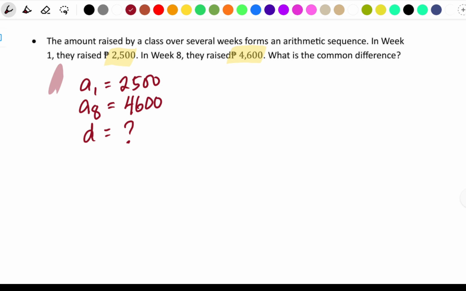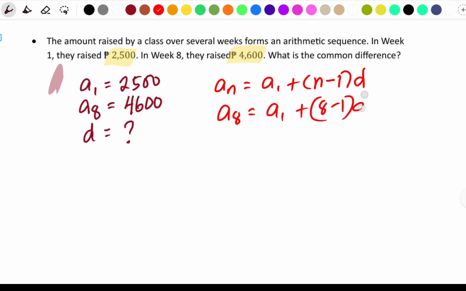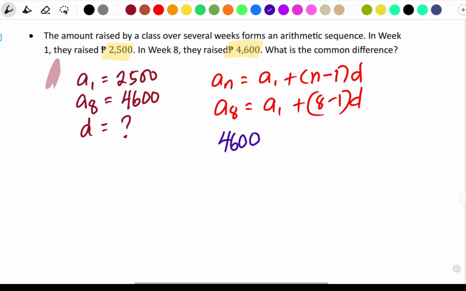So our formula is A sub n equals A sub 1 plus n minus 1 times d. We know A sub 8 and A sub 1, and we can plug it here in the formula where n is equal to 8. So we can have A sub 8 equals A sub 1 plus 8 minus 1 times d. We know A sub 8, that is 4,600. We know also A sub 1, which is 2,500. 8 minus 1 is 7 times d.